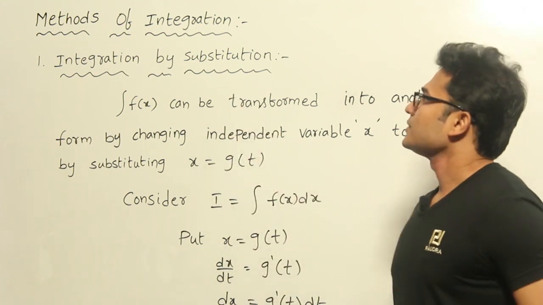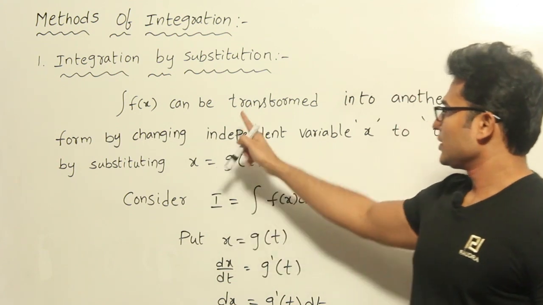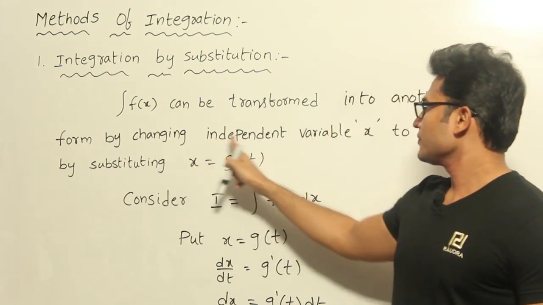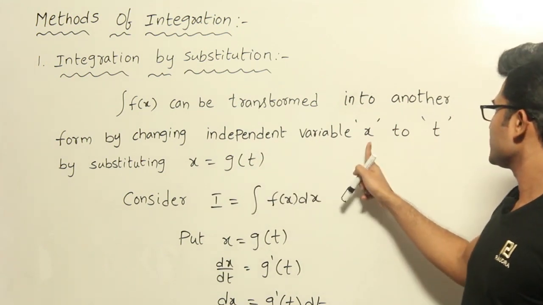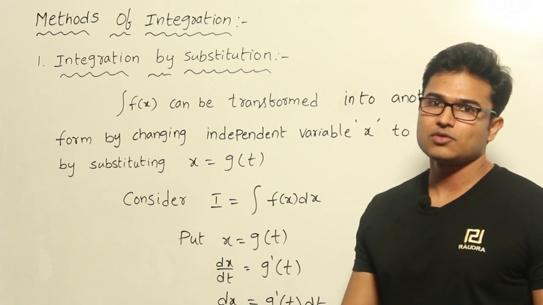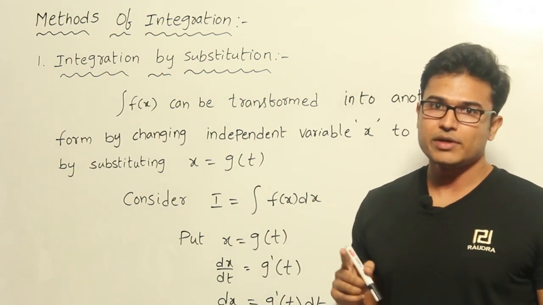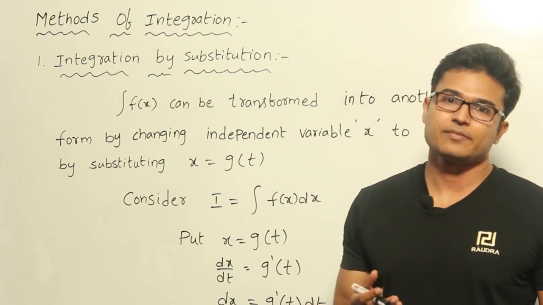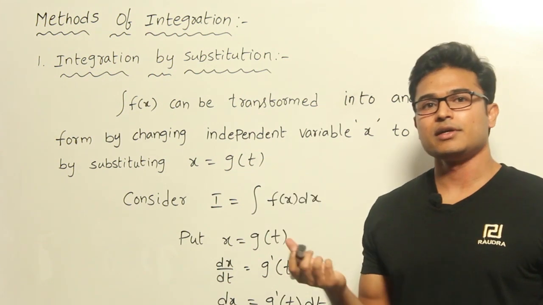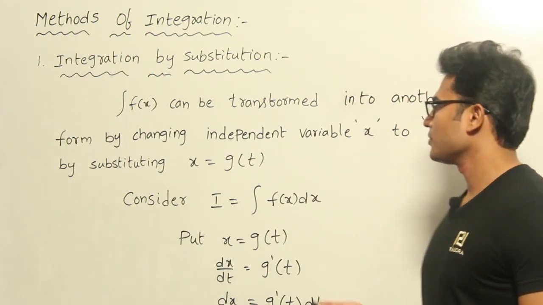This method is called integration by substitution. Now if you have the integral of f of x, it can be transformed into another form by changing the independent variable x to t, by substituting x equal to g of t. What I mean by this is, whenever you have any variable x, you can change it into a function of t. By substituting in place of x a function of t, you can change the entire integral into some other variable. That is called changing its form.